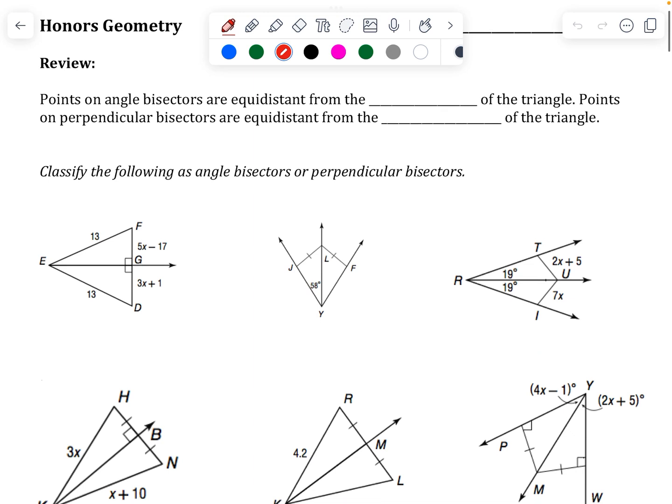So just as a review, we've got angle bisectors and perpendicular bisectors as our first two kinds of triangle segments. Points on the angle bisectors, if you cut an angle in half, are equidistant to the sides. And similarly, perpendicular bisectors cut a side in half and are equidistant to the vertices, or the angles.